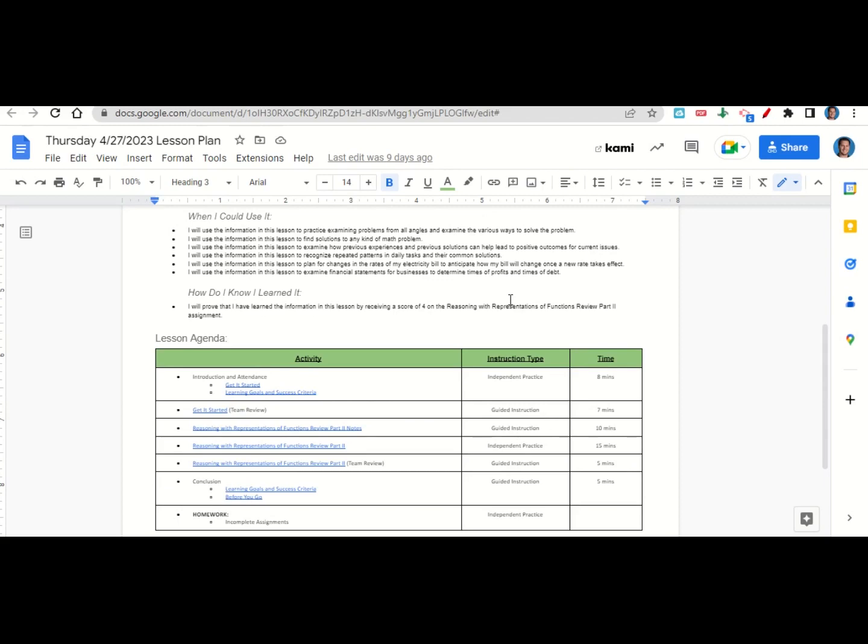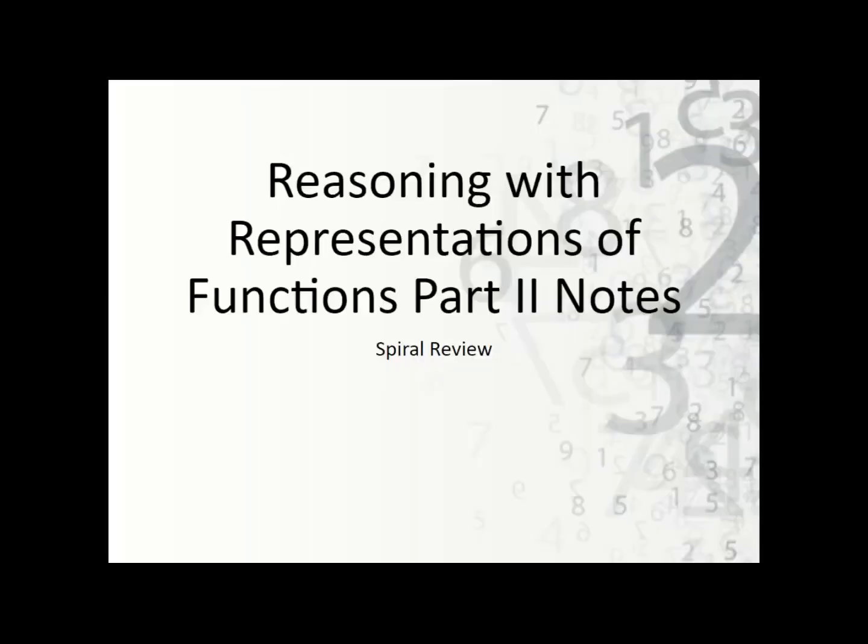After that, we'll go over the Reasoning with Representations of Functions Review Part 2 notes, and then I'll give you time to complete the Reasoning with Representations of Functions Review Part 2 assignment. Once you've completed the assignment, we'll go over it together and answer any questions that you may have. At the end of class, we'll go back over our learning goals and success criteria while you fill out your Before You Go. Your only homework for tonight is to continue working on any incomplete assignments that you may have.